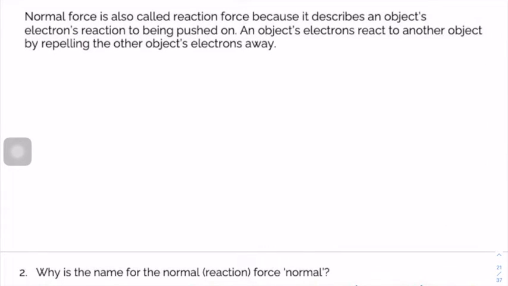Normal force is also called reaction force because it describes an object's electrons' reaction to being pushed away. An object's electrons react to another by repelling the other object's electrons away. Okay. Nice description, but doesn't say why it's normal. Normal means, you got it, perpendicular. Gonna draw it again. That's what normal means, perpendicular. Okay. So, perpendicular, right angle, right?